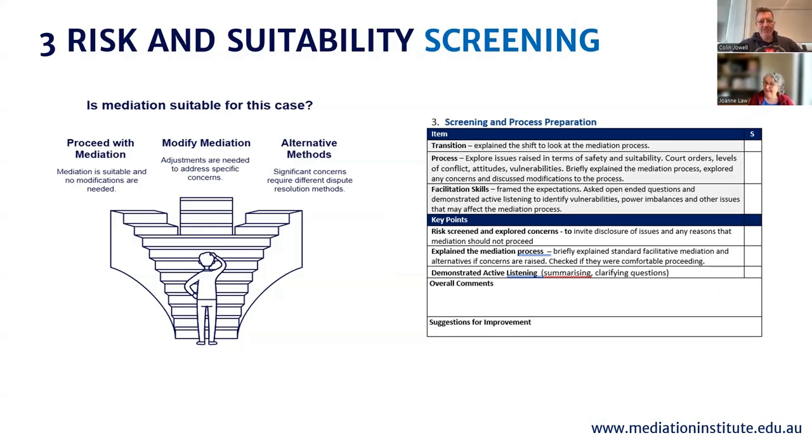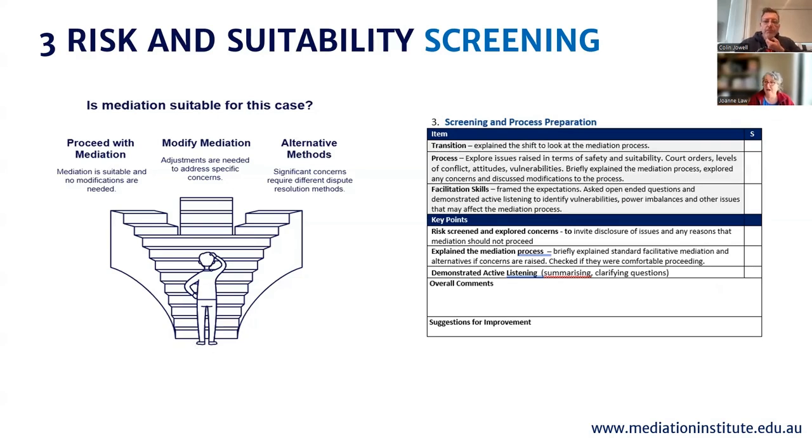So this is our decision. Proceed with mediation. We think it's suitable. There's no modifications needed. This is a decision we're constantly making. The dynamic we see in a pre-mediation can be completely different once they get together with the two people. This risk and suitability screening is an ongoing process that we do. We may need to modify to address specific concerns.